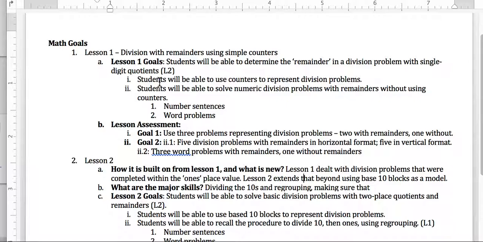So for goal number 1, this idea of using counters to represent division problems, it's just a way of saying they need to have a visual representation of a math problem with a remainder. I'm going to use 3, 2 with remainders, 1 without, just to make sure that they don't think now that everything needs a remainder. Good to put a couple of those checks in there. And then I have students will be able to solve numeric division problems with the remainders without using counters. And number sentences, your basic, 4 divided by 3 kind of thing. And then word problems. So I'm going to have 5 division problems for this first one with remainders in a horizontal format and 5 in a vertical format.